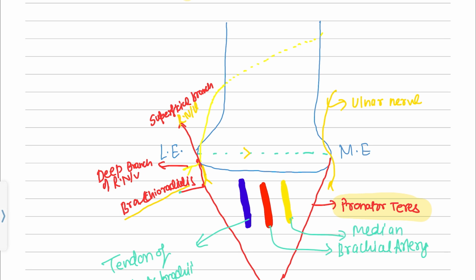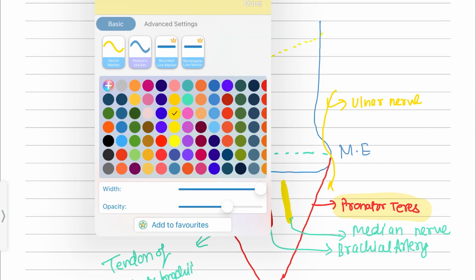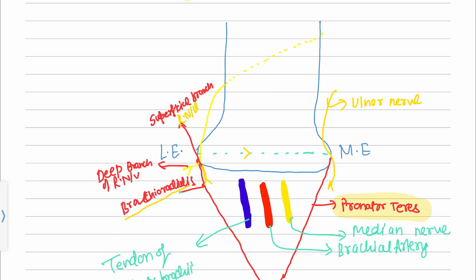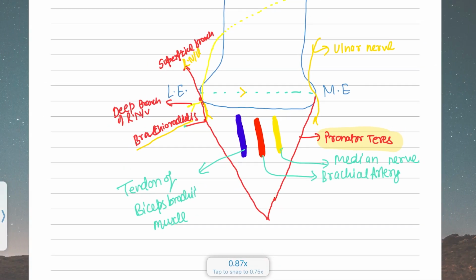So whenever you are moving from lateral to medial, just remember the superficial branch of radial nerve, and then the tendon of biceps brachii muscle, brachial artery, and median nerve. These are the contents. So let us go and write it down here.